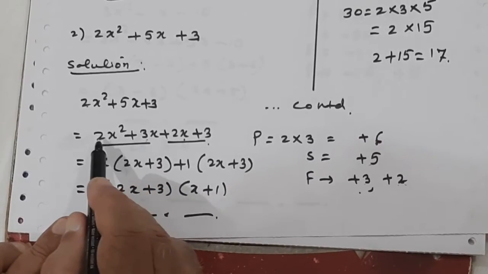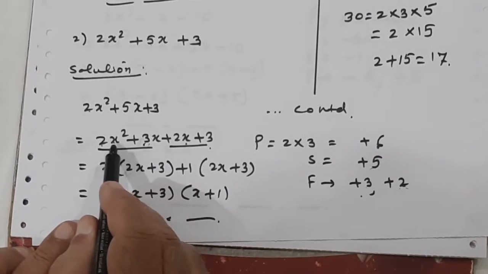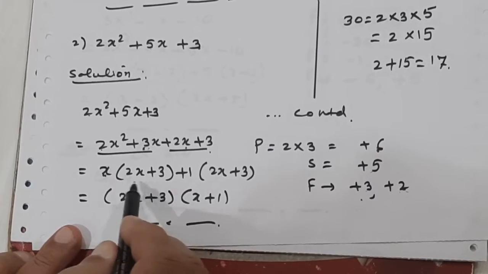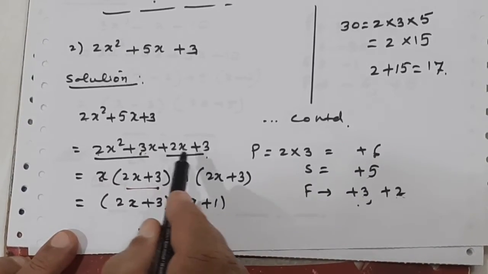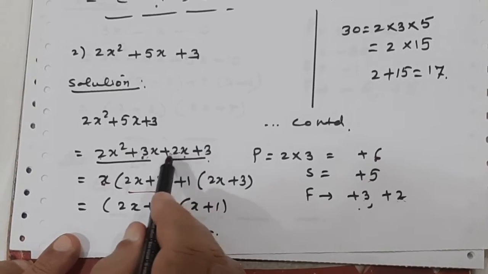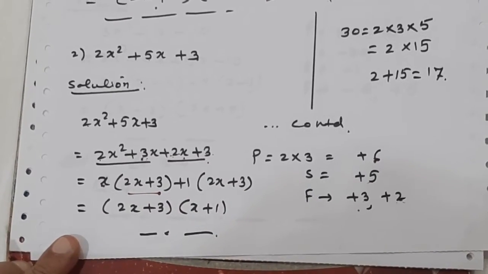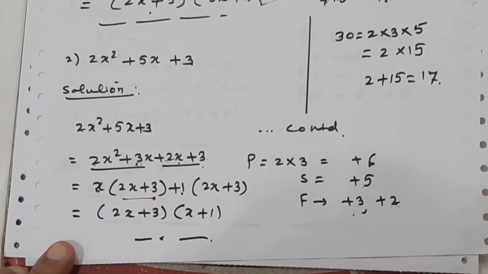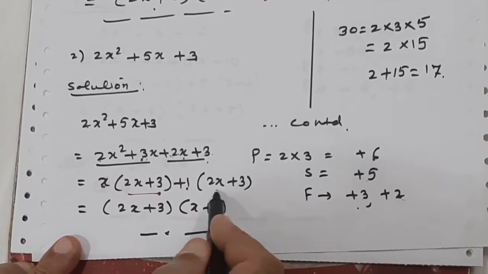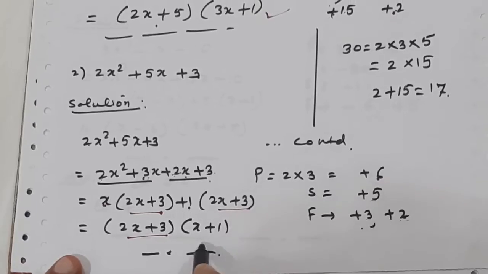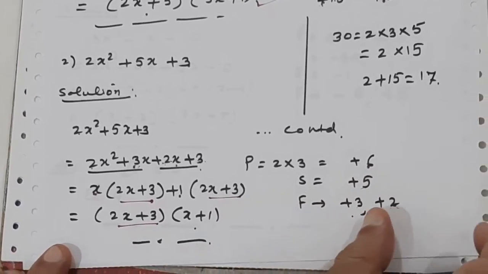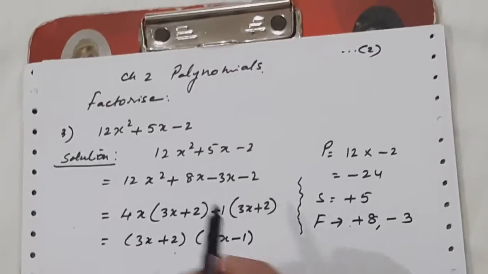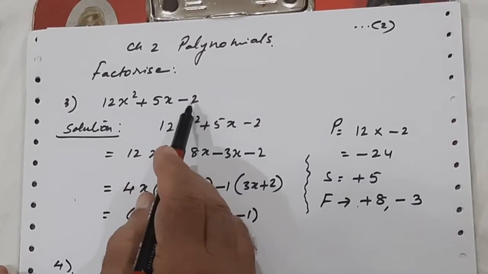Now here nothing is common between 2 and 3. Only x is common. So x common, 2x plus 3. And here again no term is common between 2 and 3. There is no common factor, so the common factor should be taken as 1. 1 is always common. So 2x plus 3. Then 2x plus 3 is again common, and x plus 1. Let us take another example now. 12x squared plus 5x minus 2.